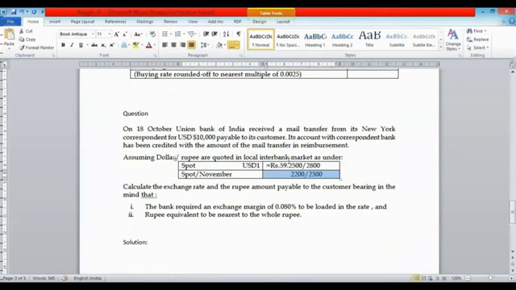Now we have to quote the rate. At what rate? Union Bank is going to receive 10,000 USD from the New York correspondent. You can say a customer has approached the New York bank, and Union Bank has to purchase. So Union Bank has to purchase, or the customer is selling 10,000 USD, then what rate will be quoted to him for that 10,000?